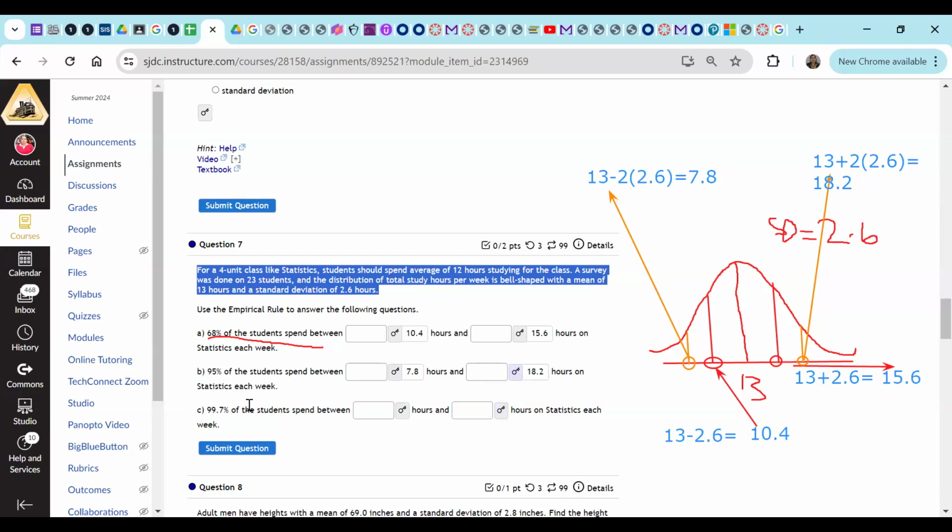Now, if you guys can calculate the third one, which is 3 standard deviations to the left and 3 standard deviations to the right, I will verify your answer. Figure out these 2 blanks for 99.7%. Take a pause and wait for your responses.